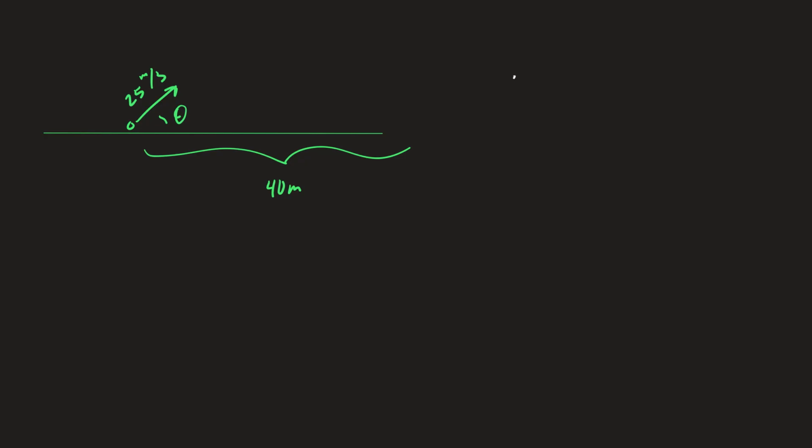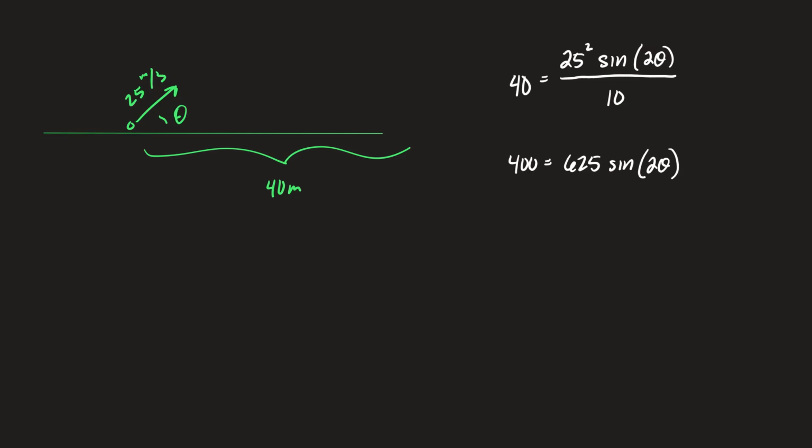Again, my range is going to be 40. My launch velocity is still 25. So now I can begin the work. I multiply both sides by 10. Divide both sides by 625.